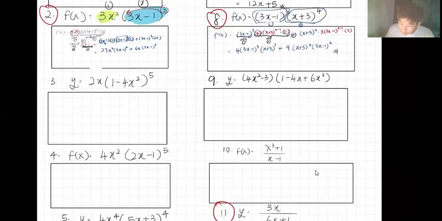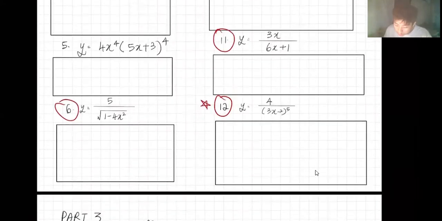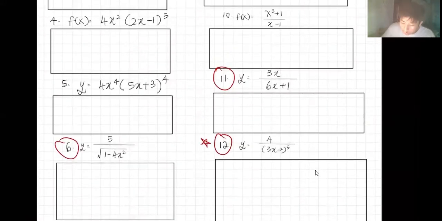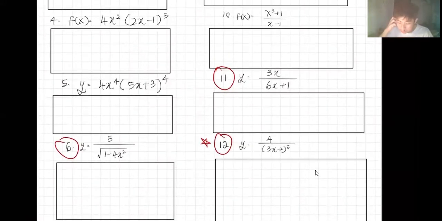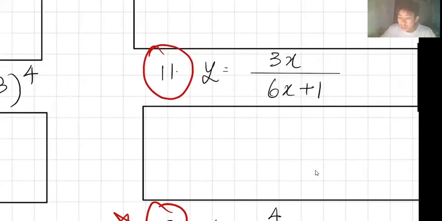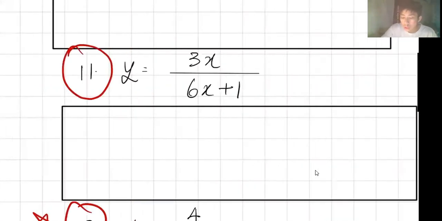Let me go on to the next number. These two are not product rule. Actually, 6 and 12 is not product rule. Okay, let's try number 11. Okay, 11, right? You might say, oh, sir, this is not left and right hand side. This is not multiplying. This x is not multiplying with this x.